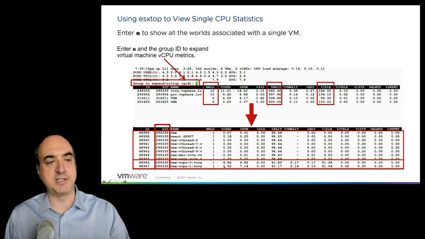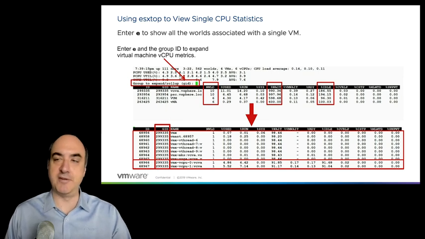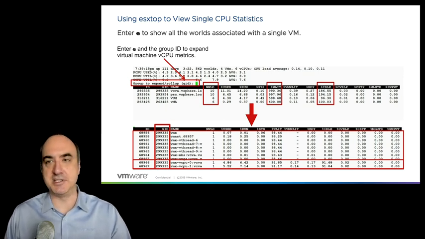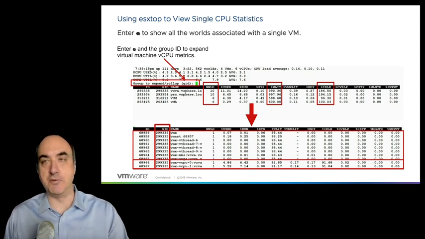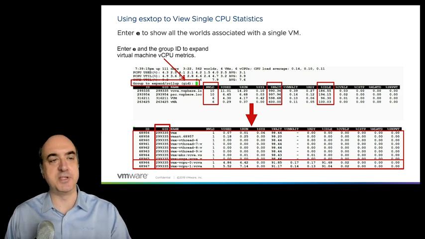It's now basically telling me individual virtual CPU details, which can be useful because then you can get an idea: are the 2 virtual CPUs working together? Or is one being heavily used and the other one idle? You can see all these things by expanding on those worlds. And you can hit the E button again and type in the group ID one more time and it'll collapse the view back the way it was before.